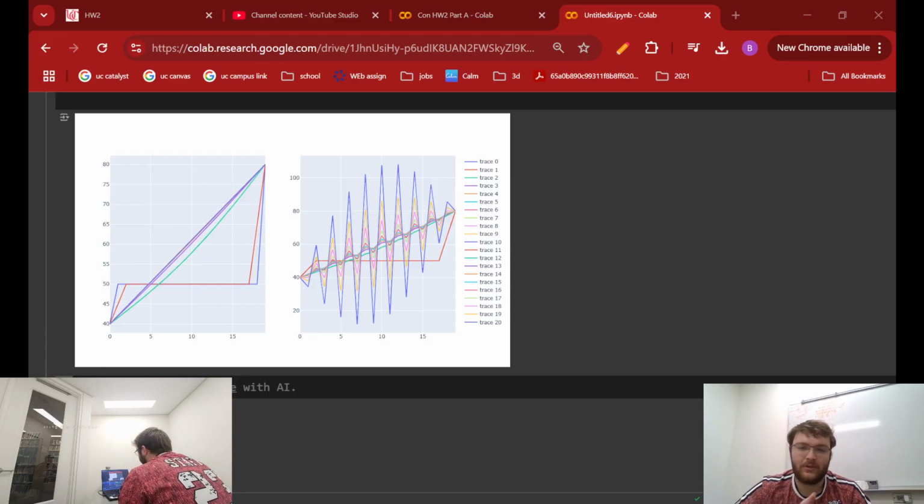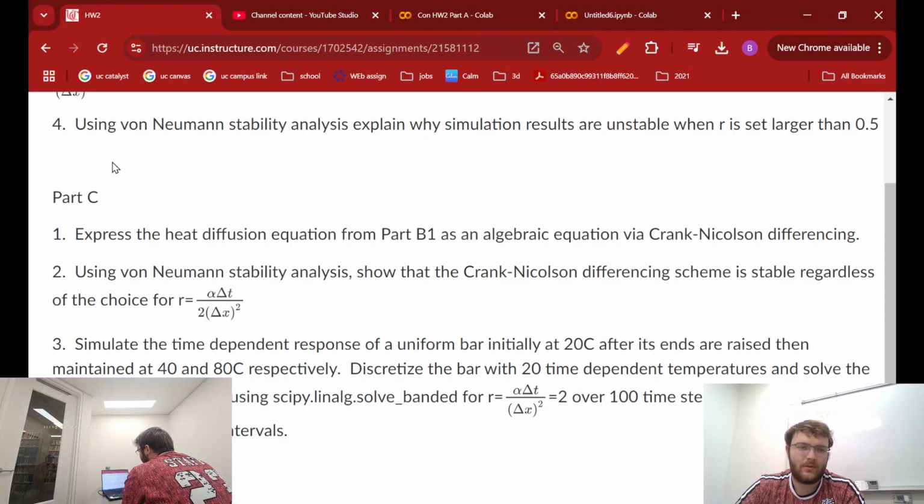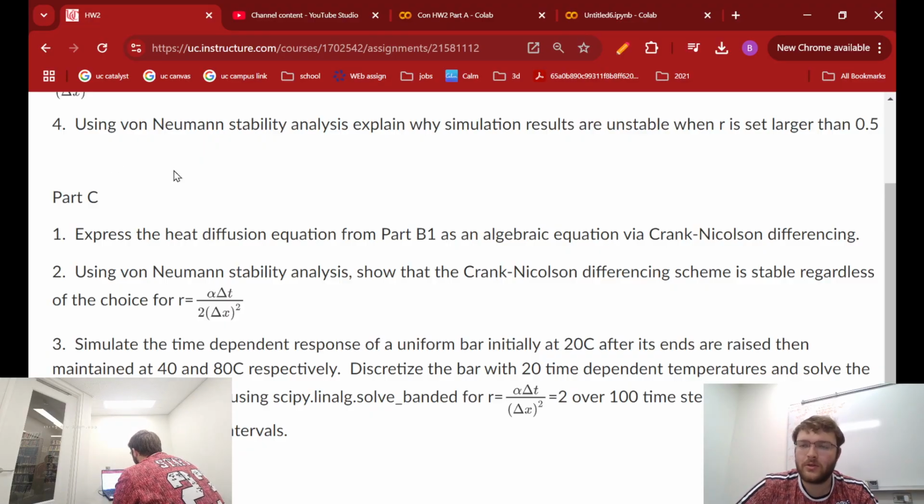Now I'm going to quickly transition to go back to the board because the last question is using von Neumann stability analysis. Explain why simulation results are unstable when R is set larger than 0.5. So in order to do that, I'm going to change my screen so then you can see the board better.